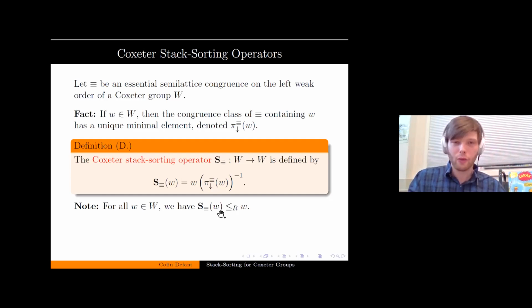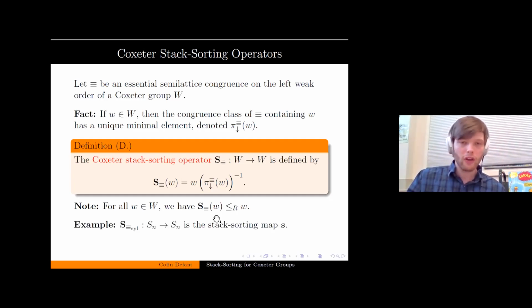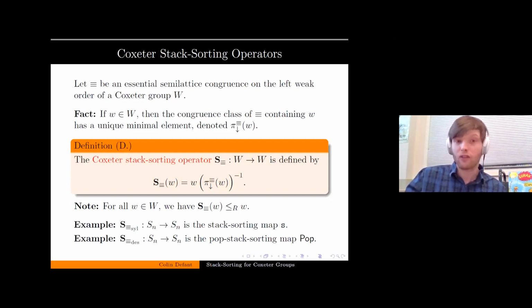Now you might wonder, why on earth would I call this a Coxeter stack sorting operator? This doesn't look like it has anything to do with pushing numbers in and out of a stack like I did at the beginning of the talk. And the reason is because, first of all, if you take your essential semi-lattice congruence to be the Sylvester congruence, you actually end up getting the stack sorting map. And also, if you take it to be the descent congruence, you end up getting this pop stack sorting map. Because these two versions of stack sorting, which are the most well-studied versions, are special cases of this construction, I think it's reasonable to think of this as a very vast generalization of stack sorting for Coxeter groups.